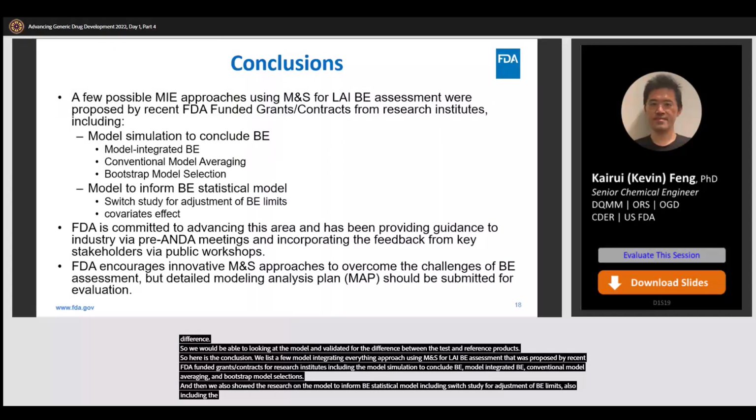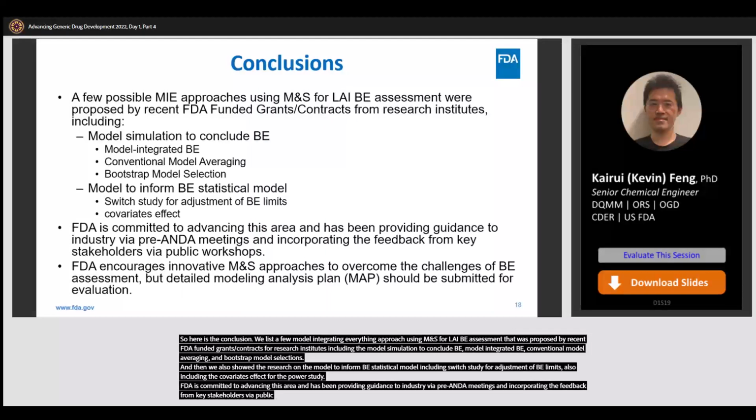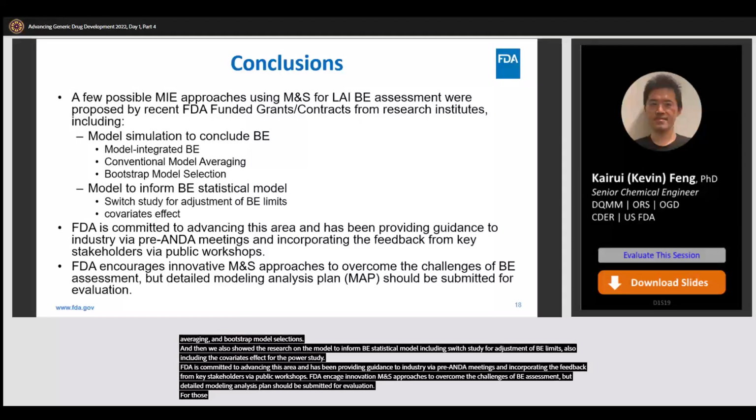FDA is committed to advancing this area and has been providing guidance to industry through pre-ANDA meetings and incorporating the feedback from key stakeholders via public workshops. FDA encourages innovative M&S approaches to overcome the challenge of BE assessment, but a detailed modeling analysis plan should be submitted for the evaluation. So for those modeling evaluations, you can refer to the key components slides.